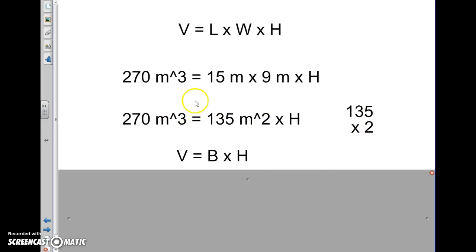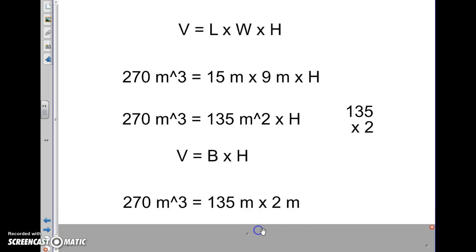Or I could just think mental math: 2 groups of 100 is 200, 2 groups of 35 is going to give me 70. So the height, therefore, is a height of 2. So we have 270 meters cubed is the volume, equal to 15 times 9 times 2. That gives me the height there of 2 meters.